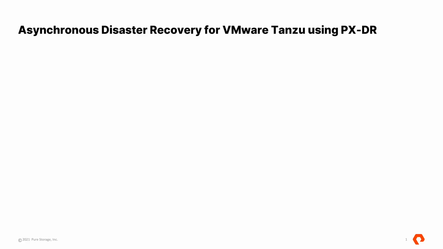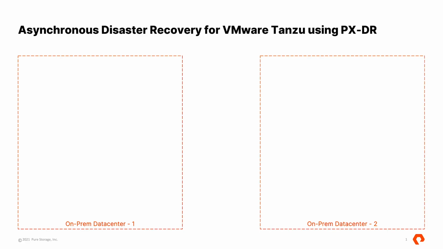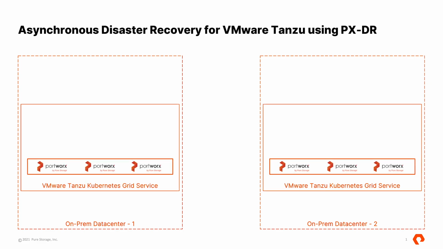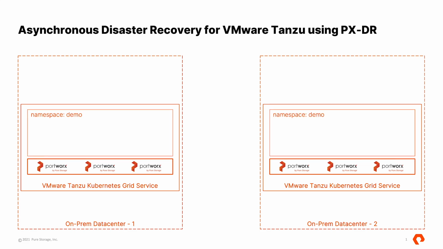Hello, my name is Bhavan Shah, and in this demo, we'll talk about how you can leverage PX-DR to create asynchronous disaster recovery solutions for your VMware Tanzu clusters. For this demo, we have two different vSphere clusters with Tanzu Kubernetes Grid Service clusters, or TKGS clusters, running, which already have Portworx installed. The cluster or the data center on the left is our source cluster, and on the right is our target cluster.